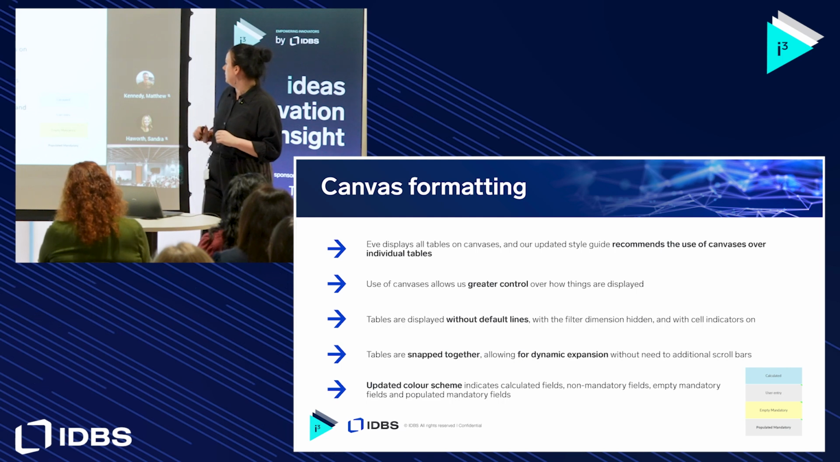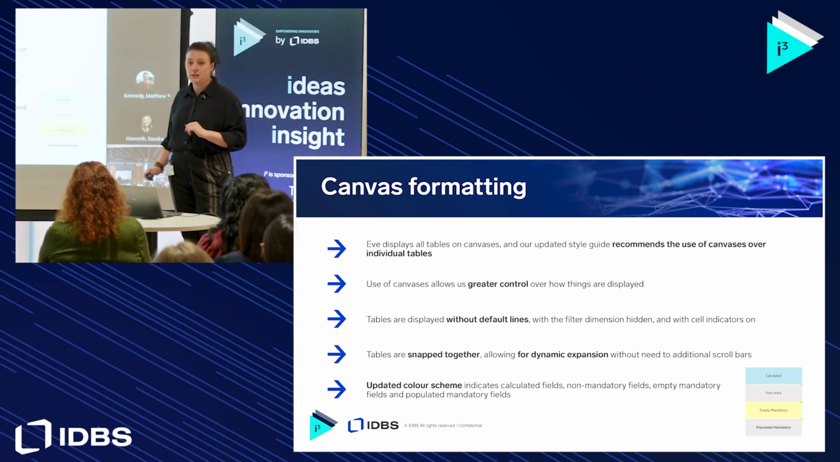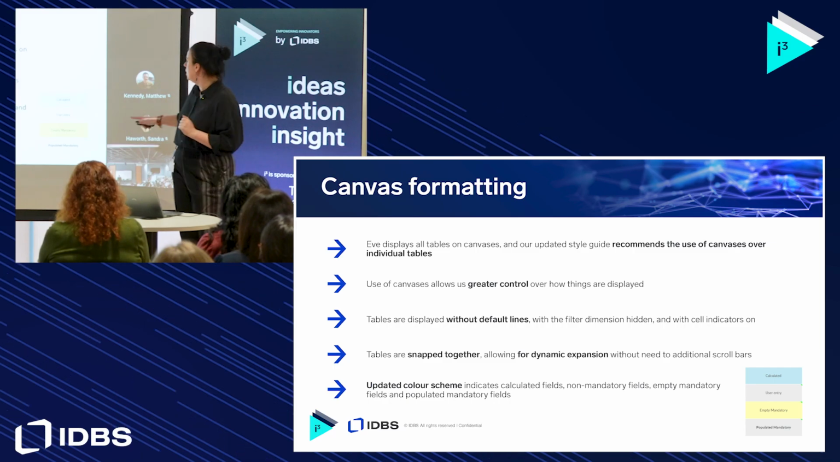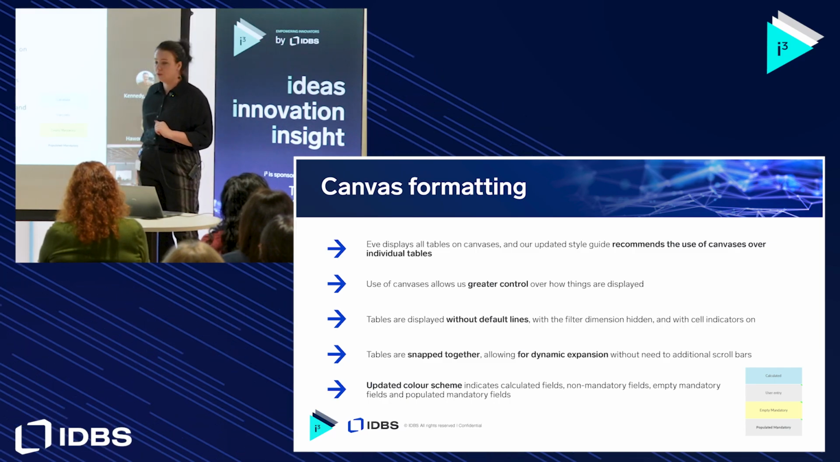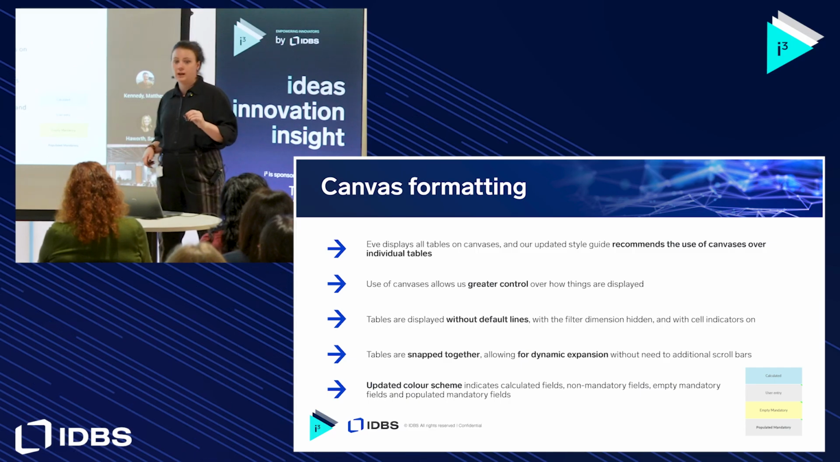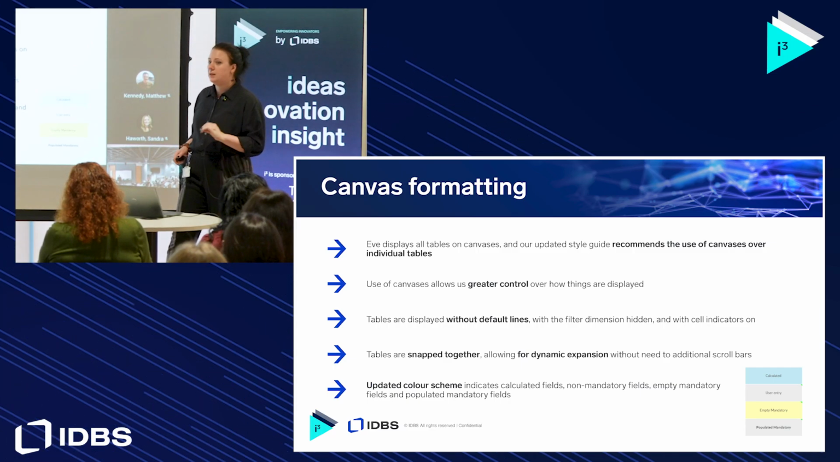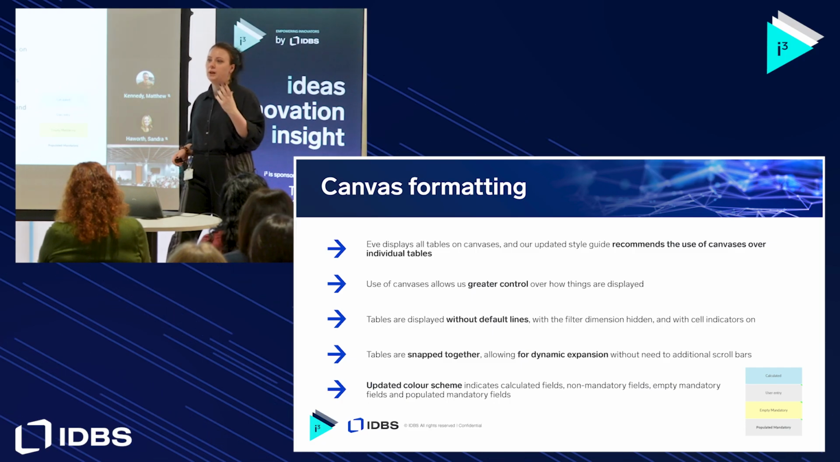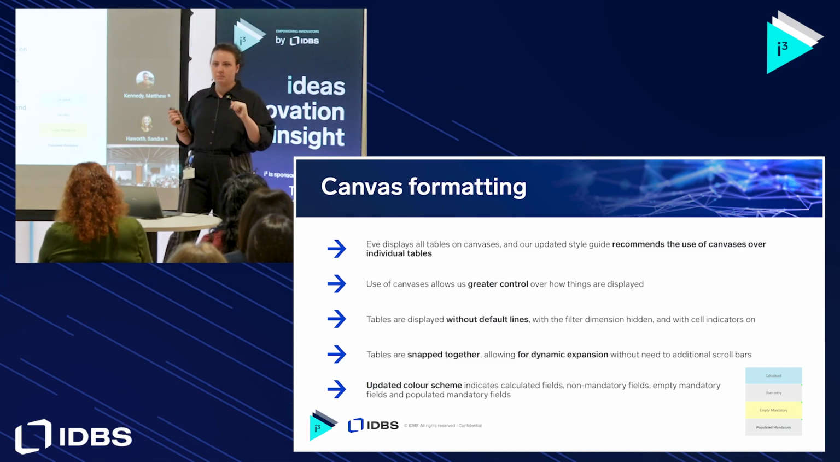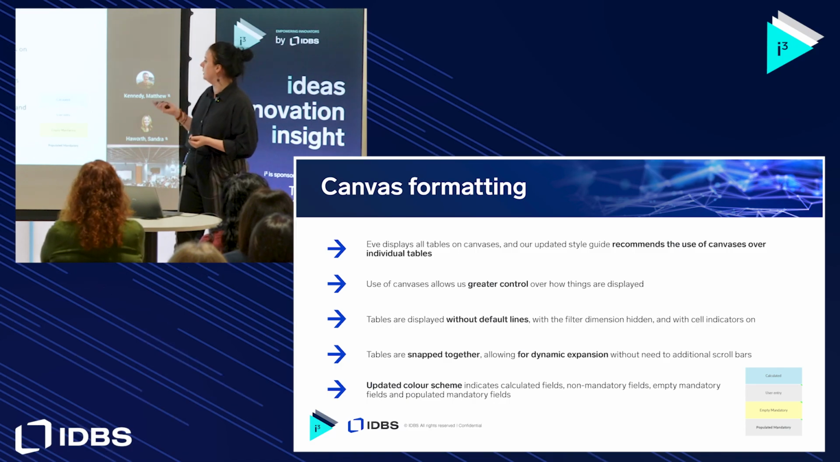We also have an updated color scheme. Again, it's not super clear here, but anything that is calculated, so populated by a formula, will be shown as a blue field. Anything that is user entry but not mandatory will be gray. Anything that is mandatory but empty will be yellow, and anything that is mandatory and populated will be light gray with a bold text, just so you can see the difference between mandatory and non-mandatory fields when everything is populated.